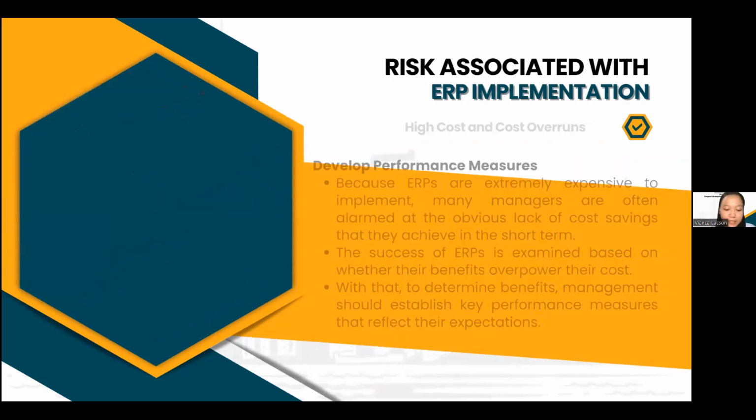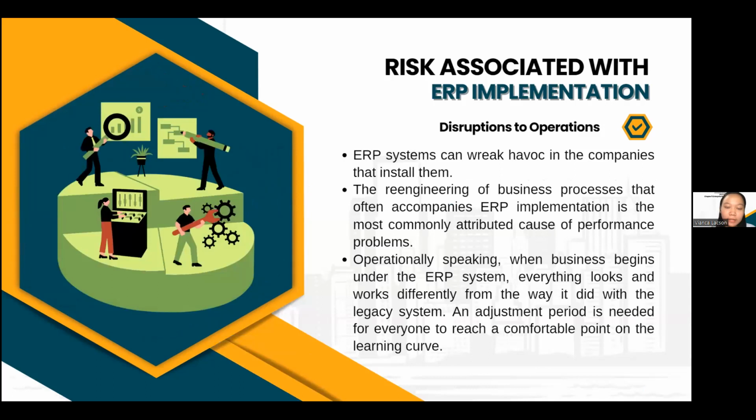For the last risk associated with ERP implementations, we have disruptions to operation. ERP systems can wreak havoc or inflict great damage in the companies that install them. 25% of the companies surveyed admitted that they experienced a drop in performance in the period immediately following implementation. The re-engineering of business processes that often accompanies ERP implementation is the most commonly attributed cause of performance problems.